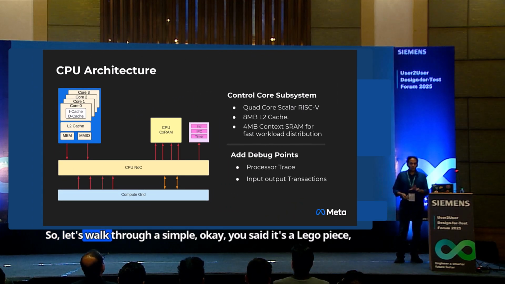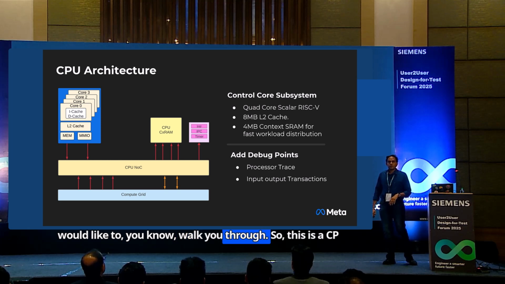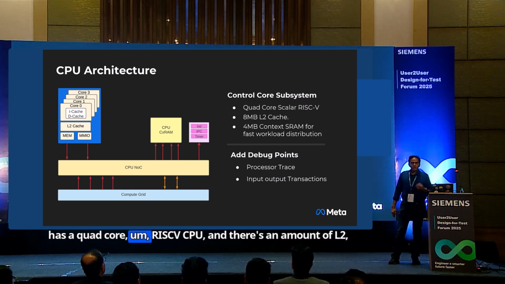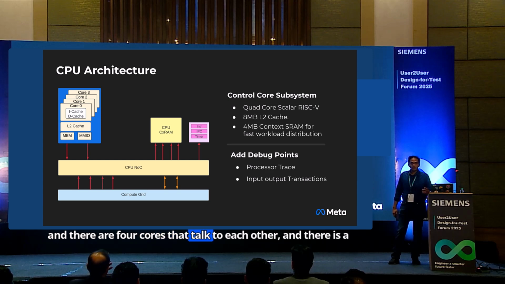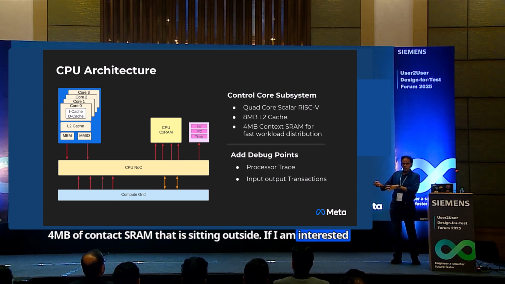So let's walk through a simple example. You said it's a Lego piece, so how difficult or easy is it to put together? This is a CPU architecture, the control core that I just walked through. It has a quad-core RISC-V CPU, and there's an 8 MB of L2, and there are 4 cores that talk to each other, and then there's a 4 MB of context SRAM that is sitting outside.